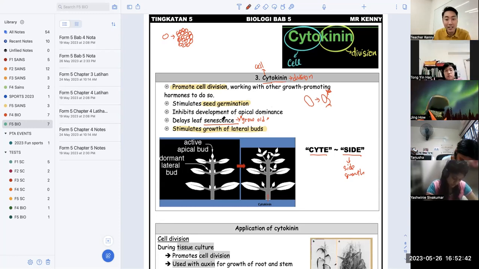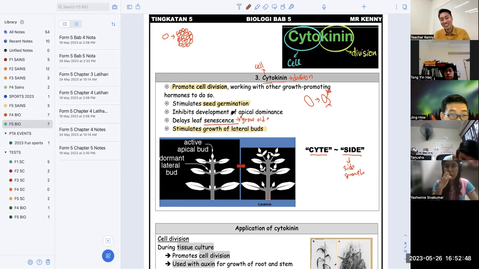So the leaf says, hey, I'm tired of life already. I want to become brown and just grow old. Okay, then cytokinin says, don't. Don't continue, remain green. There you go. Leaf senescence, delay it. Hold a little bit longer.